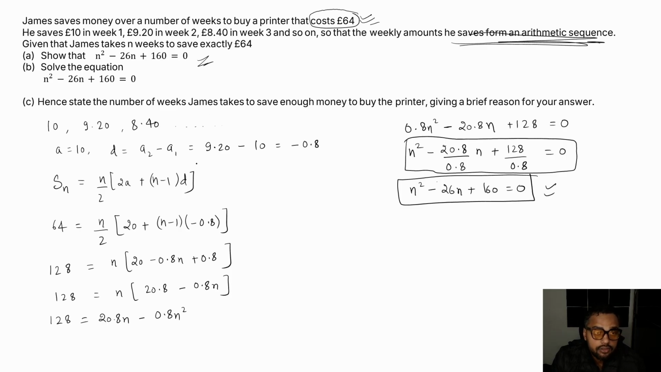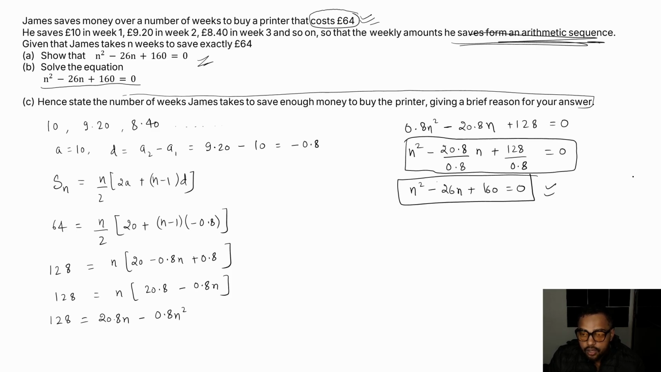They asked us to show that we get this particular equation, so we get n square minus 26n plus 160. Now again they have asked us to solve the equation, hence state the number of weeks James takes to save money to buy the printer, giving a brief reason for your answer. So we need to solve this equation, students. It can be done by factorization.